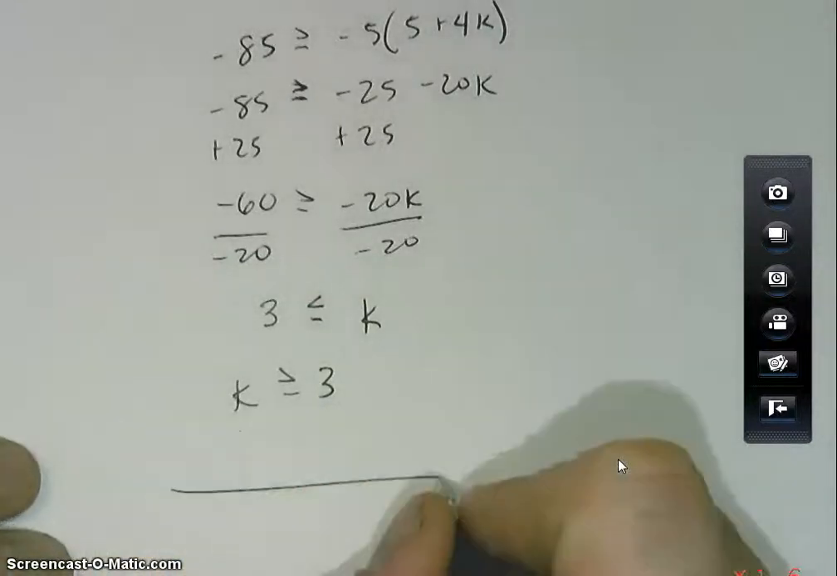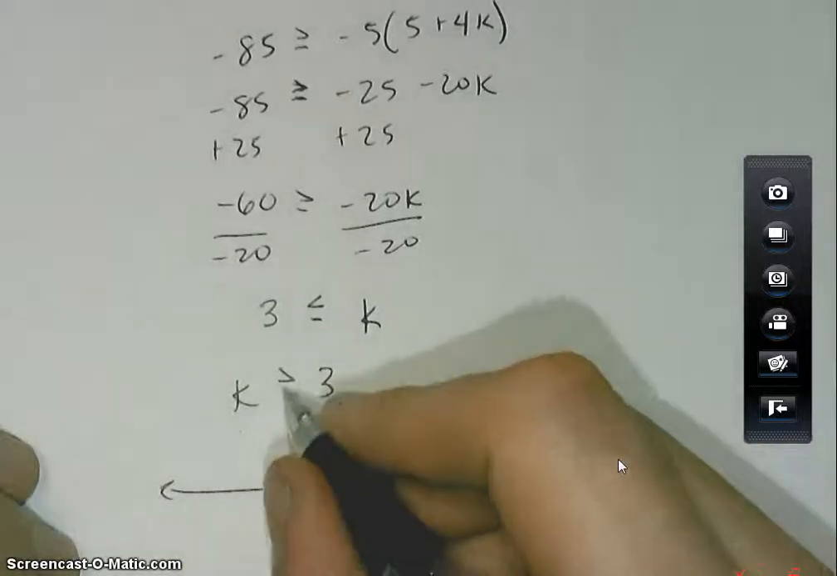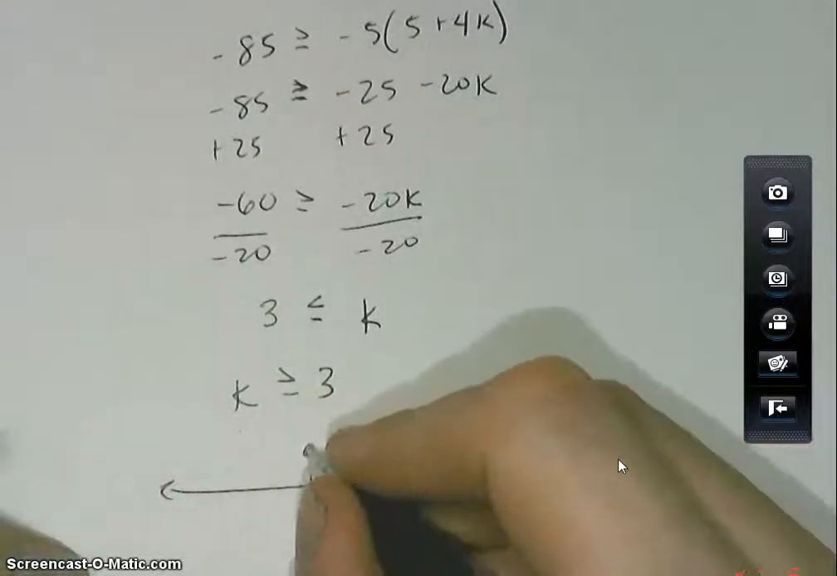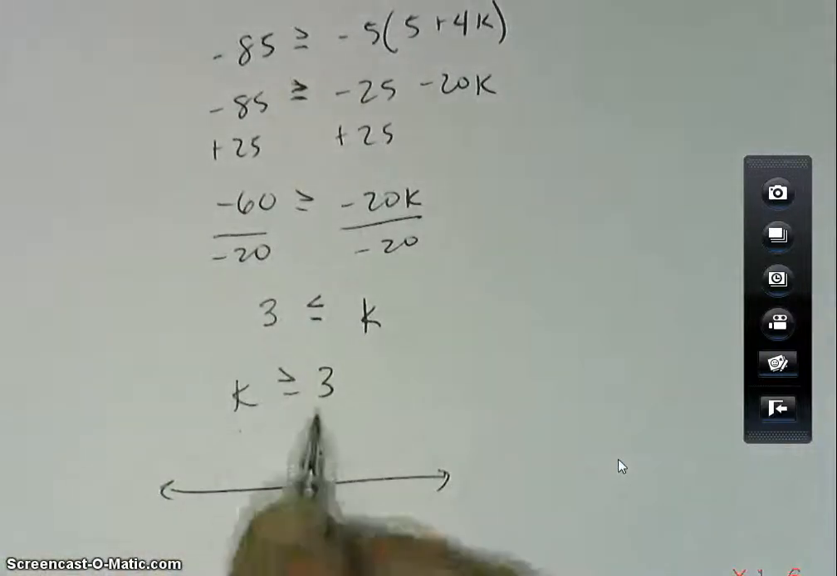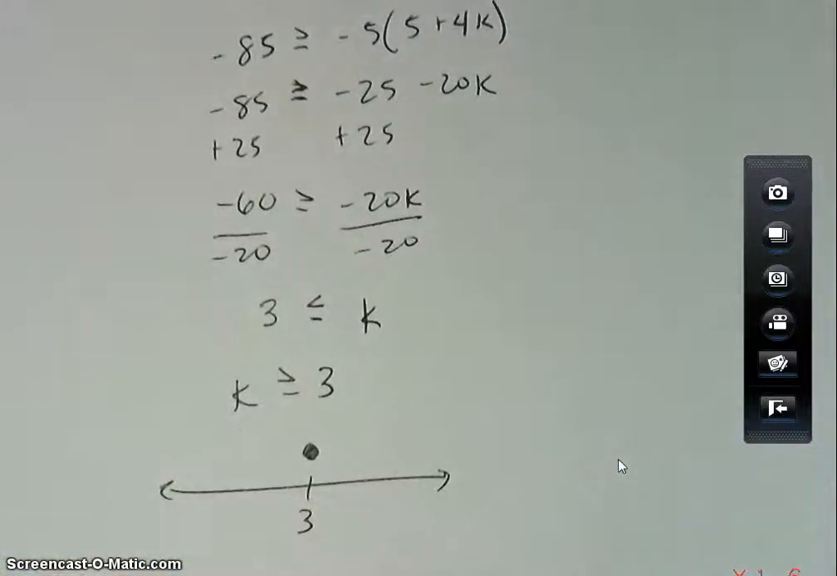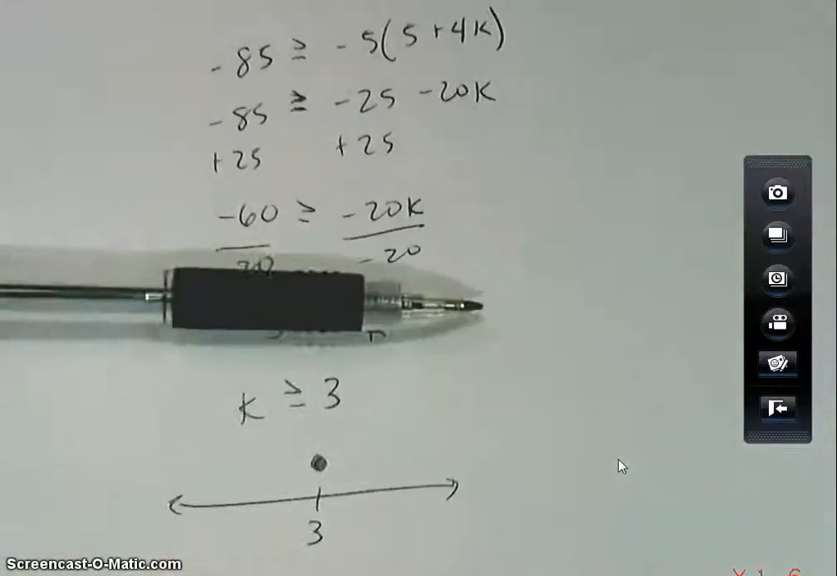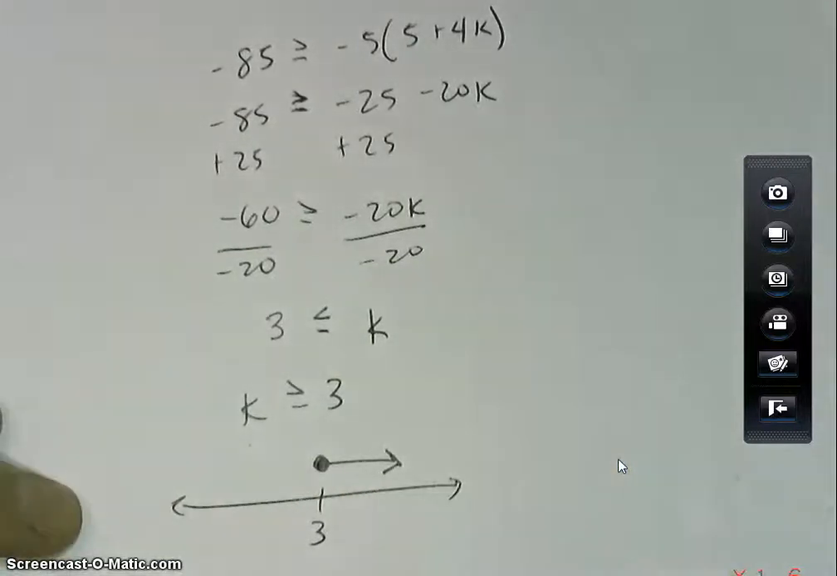So if I want to graph that, I have a number line, I have 3. Again, remember that since it's greater than or equal to, it is a filled in circle. And now since we put the variable on the left side and the number on this side, we just put the arrow whatever direction the arrow is pointing in our inequality. So it's pointing this way. So we're going to put our arrow this way. And that's it.